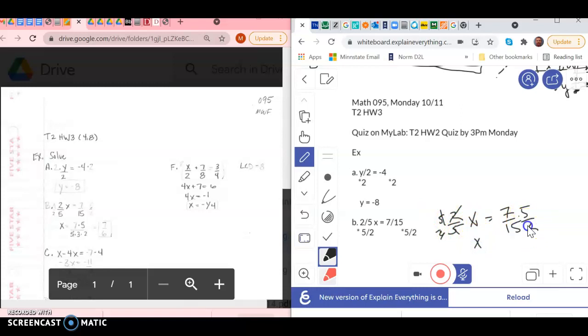And then over here, before we multiply, you can think of 15 as 3 times 5. Now that 5 cancels with that 5, and I just have 3 times 2 on the bottom. So I end up with 7/6 for example B.